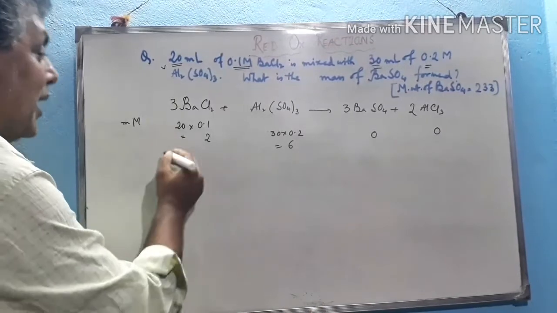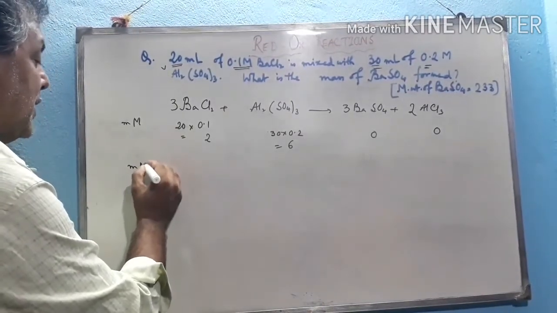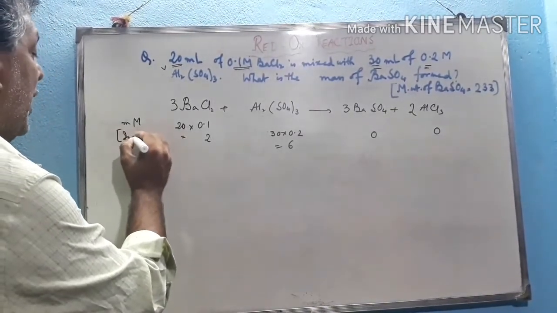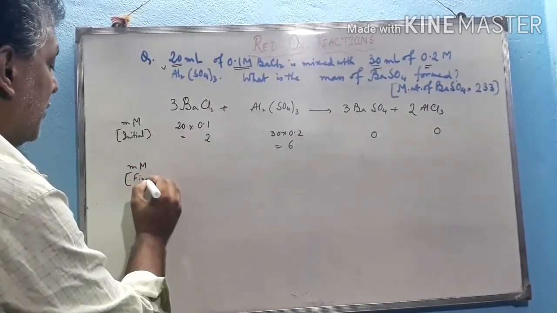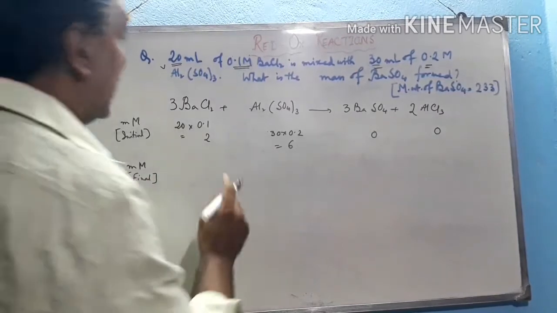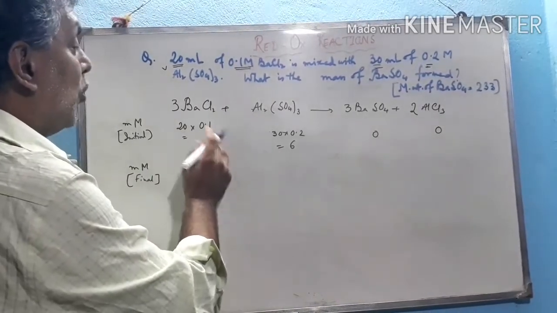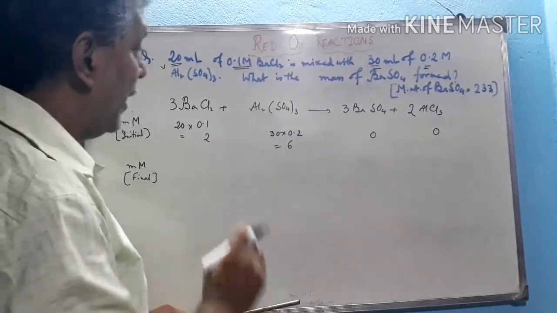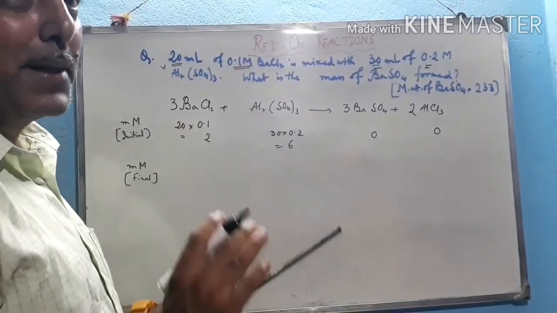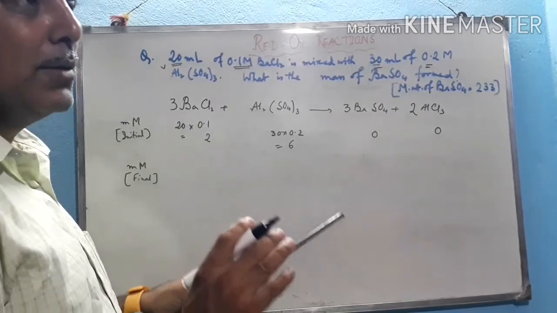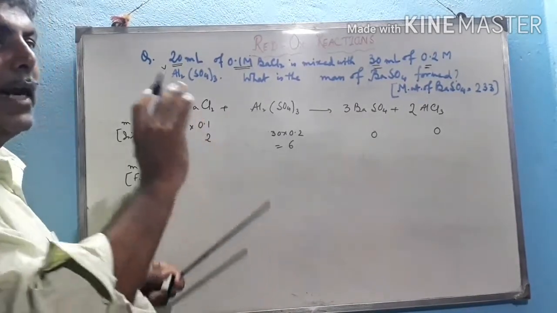Now this is the initial, and this is the final millimole. See this: 2 millimole of barium chloride is taken, and that's why it is called the limiting reagent, which is present in a chemical reaction as a reactant present in the lesser amount.